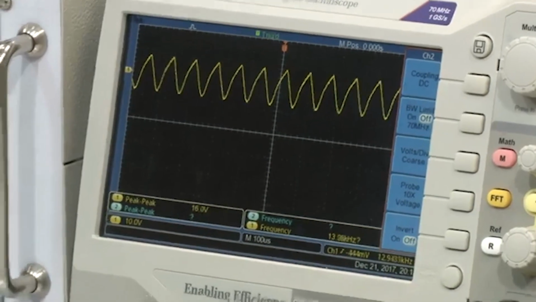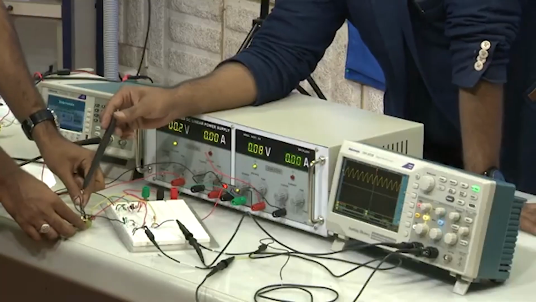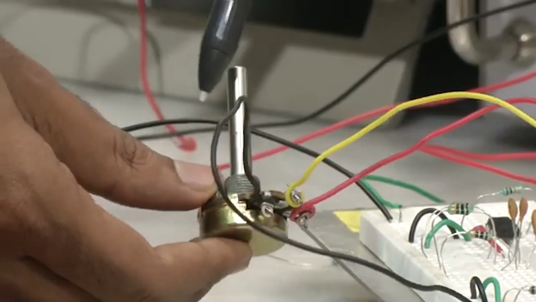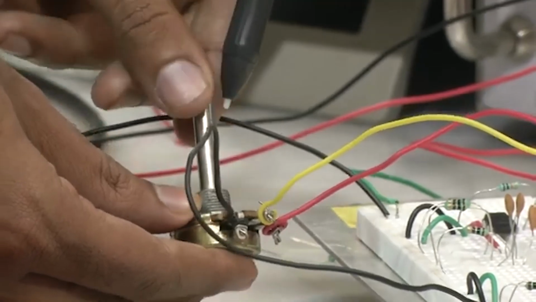Now, if I change the fourth resistor, if you come back to the circuit, you will see that the fourth resistor is a variable resistor. We have used a potentiometer. You can show the potentiometer. So, you see here we are using the potentiometer as the fourth resistor in this Wein bridge oscillator.